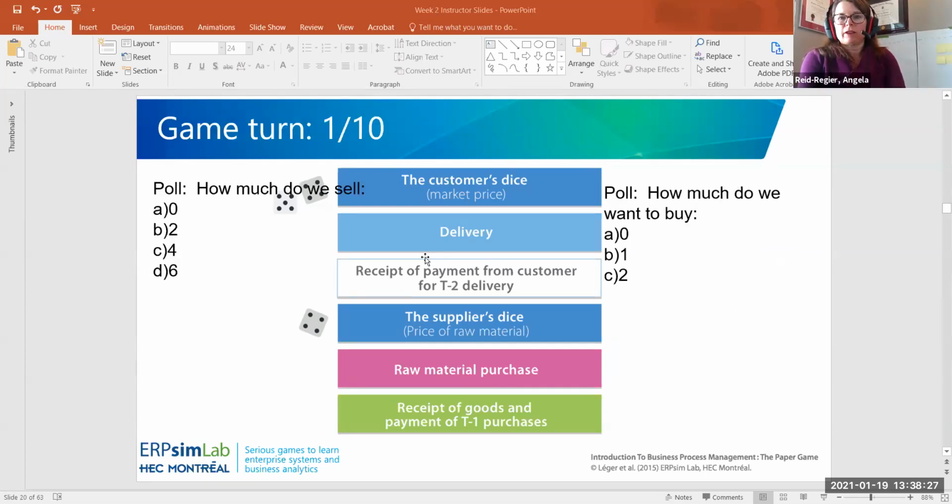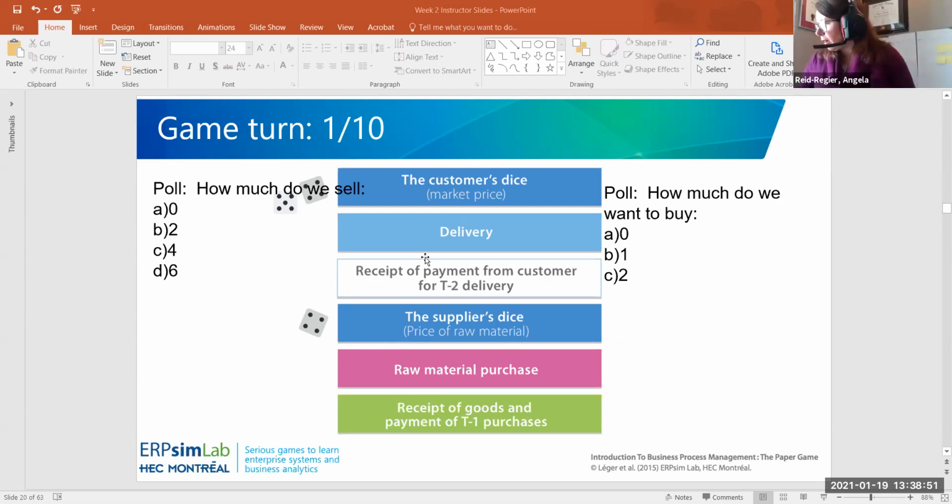Okay, so once you have started this video up again, it's now time for turn 1. We need to decide, we're going to roll the dice. Okay, and I came up with a 7. So that's how much the customers are willing to pay us for the smaller squares of paper.